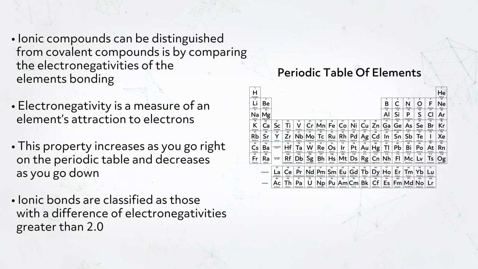Another way that ionic compounds are distinguished from covalent compounds is by comparing the electronegativities of the elements bonding. Electronegativity is a measure of an element's attraction to electrons. In general, this property increases as you go right on the periodic table and decreases as you go down. Ionic bonds are classified as those with a difference of electronegativities greater than 2.